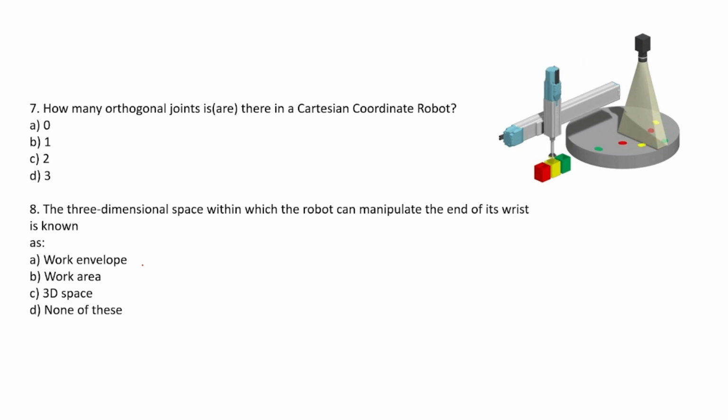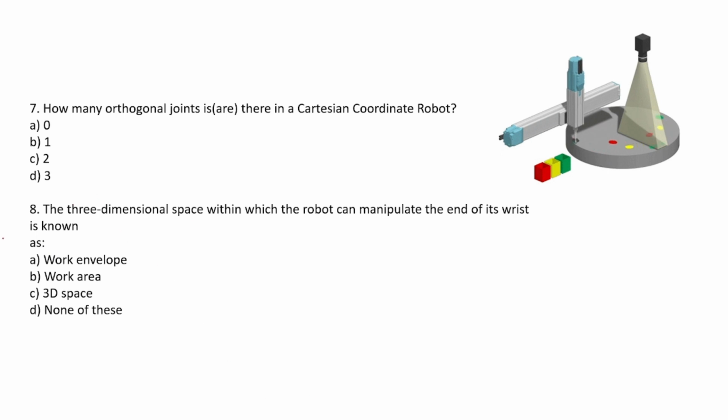Another one is the Cartesian coordinate robot. It basically consists of three sliding joints, two of which are orthogonal. It is also called a rectilinear robot, and there are XYZ axes in the robot. So three sliding joints are there in the Cartesian coordinate robot, which is shown in the figure itself. Among the three sliding joints, two of them are orthogonal.